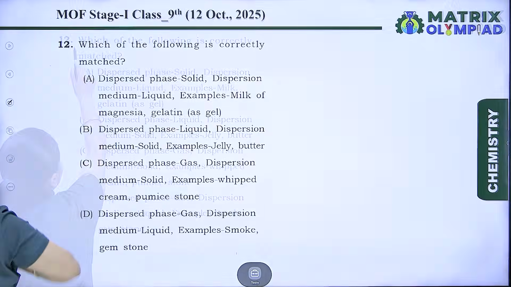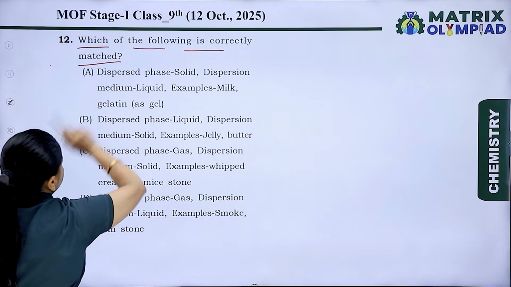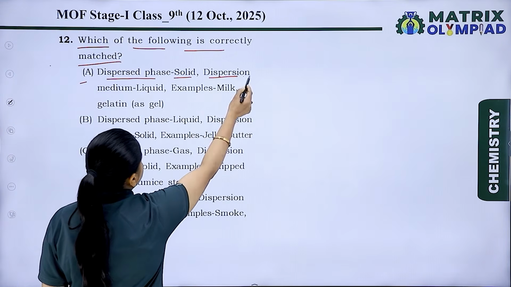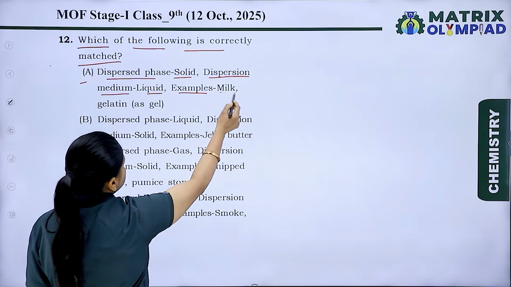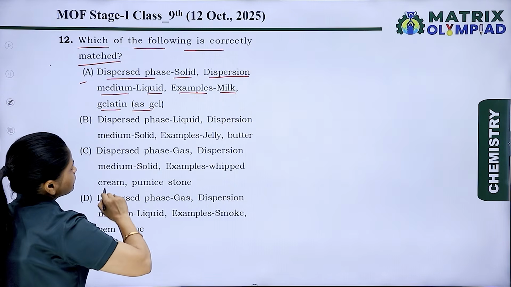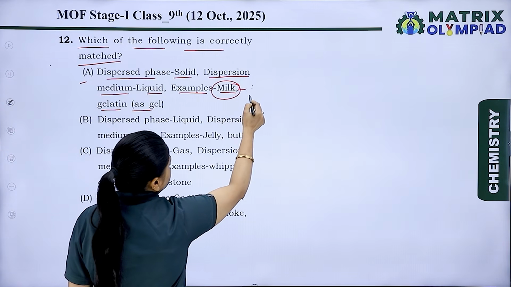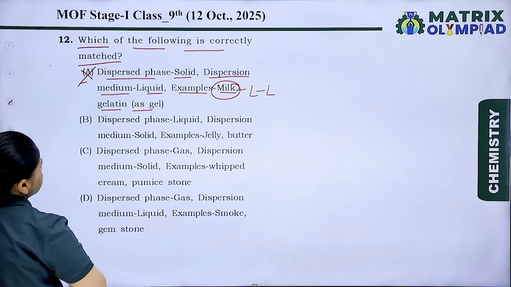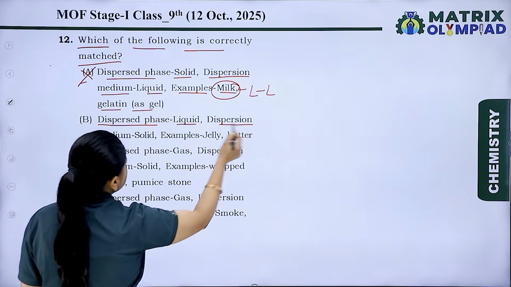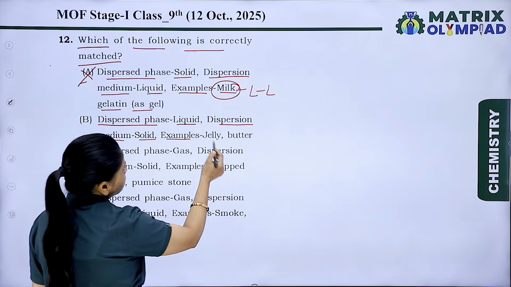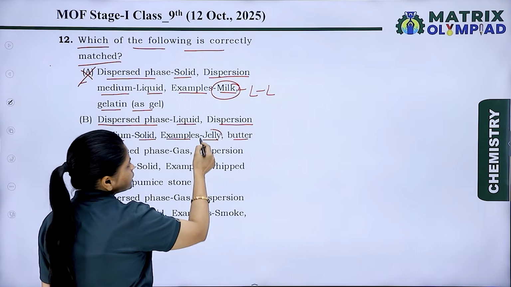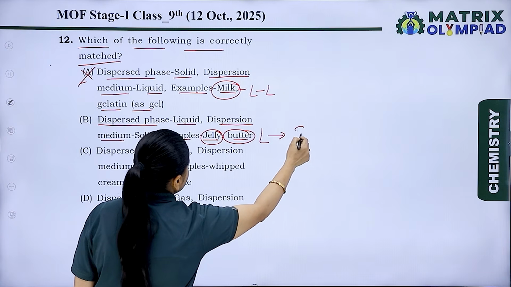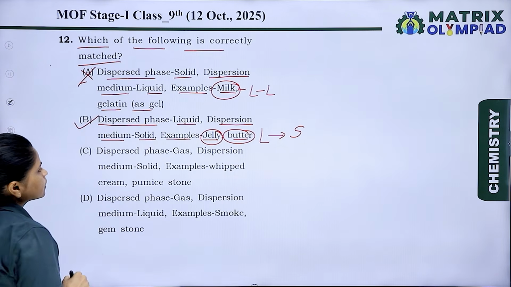Take the next question. Which of the following is correctly matched? Let's discuss the options. Option A: dispersed phase solid, dispersion medium liquid. Examples: milk, gelatin as gel. As we know, milk is an emulsion, that is liquid in liquid, so this is not correctly matched. Option B: dispersed phase liquid, dispersion medium solid. Examples: jelly, butter. Yes, these are both examples in which liquid is dispersed in solid. So this is correctly matched.